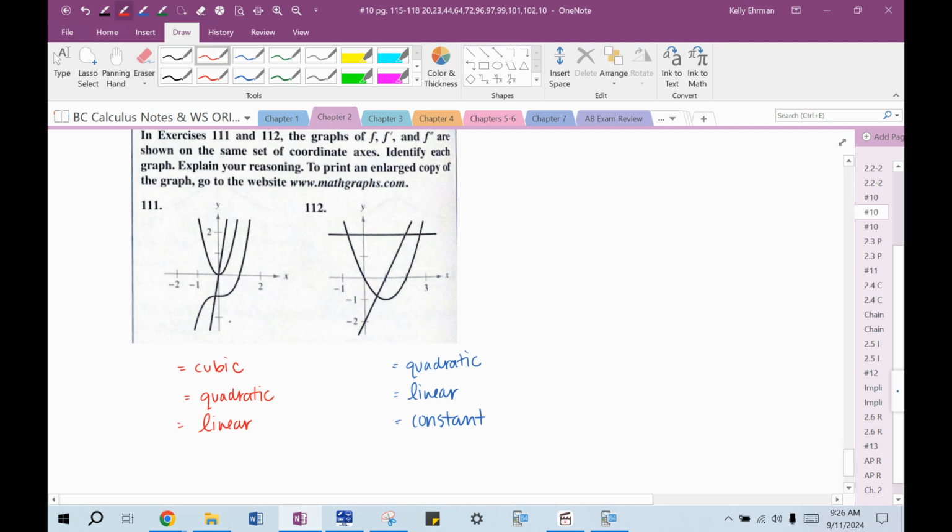I wrote it backwards. The first function has to be the highest degree because then you're going to use power rule and the degrees will keep counting down. So the original function has to be the cubic, and then the first derivative will be quadratic, and then the second derivative will turn out linear. All right, same thing here. The first original function has to be the highest degree, so it's got to be quadratic. You take the derivative of a quadratic and you get a linear. You take the derivative of a linear and you get a constant.